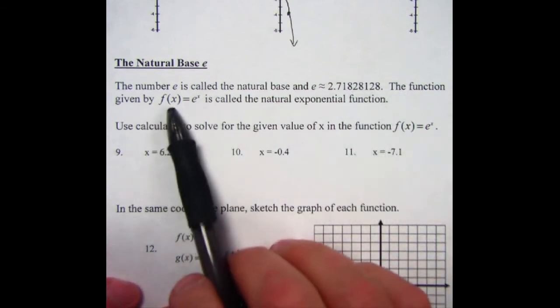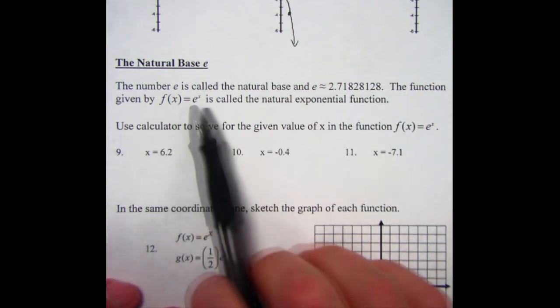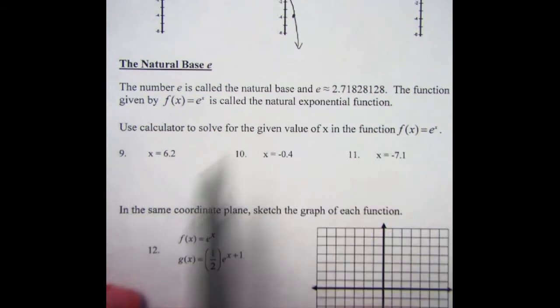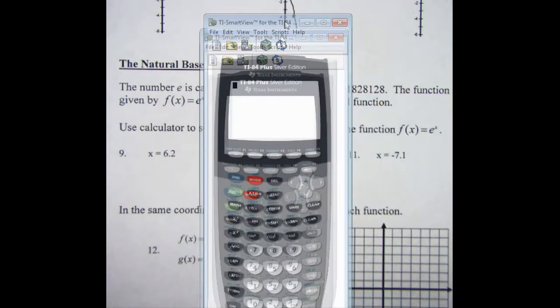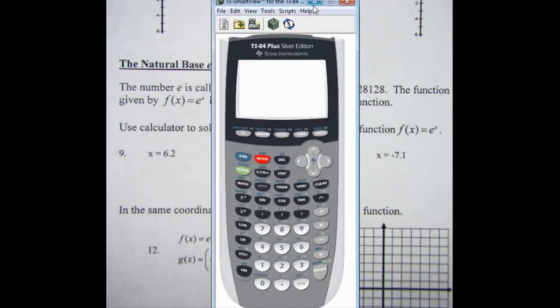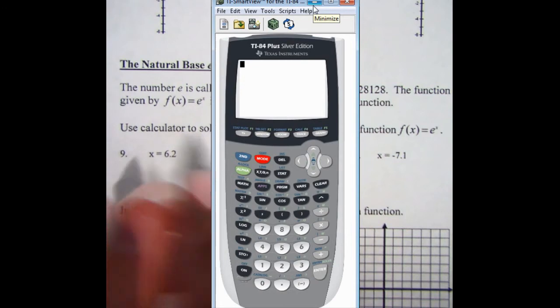The function given by f of x is equal to e to the x is called the natural exponential function. Okay, and we're going to use this quite a bit in this chapter when we start doing logs and all that stuff. So number 9 says use your calculator. So let me zip my calculator back over here. It says use your calculator to solve for the given value of x in that function.